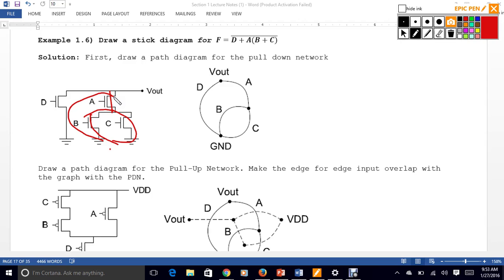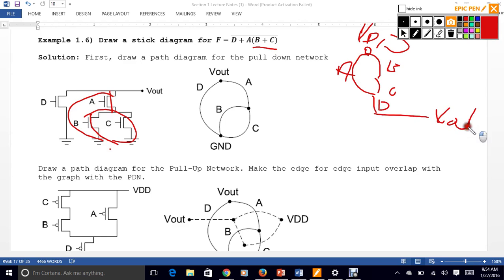So same thing for PMOS. Remember, B or C are in series. So you start from VDD. Sorry, I'm trying to move this around so everybody can see. VDD, so it goes through B, goes through C, right? Or it can go through A, to get to this point, but then it has to go through D to get to V out. Okay, that makes sense. So now these are your path diagrams. Then you're going to take these path diagrams and convert them to the actual sticks.